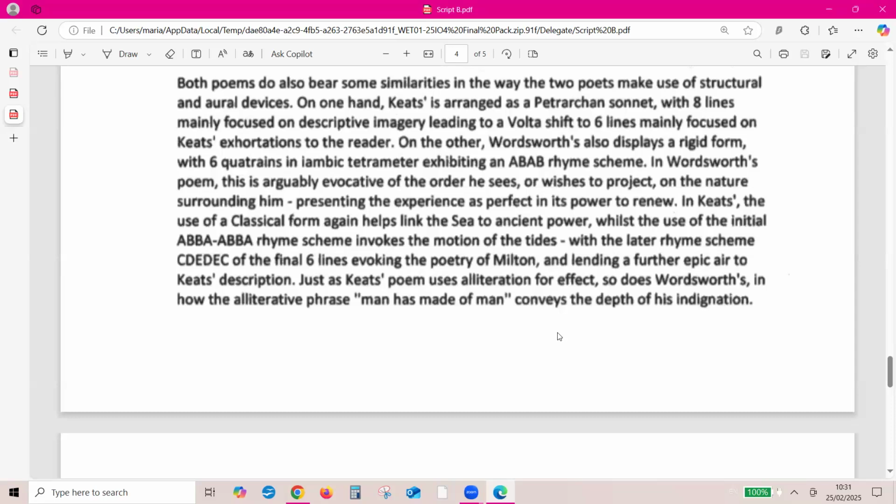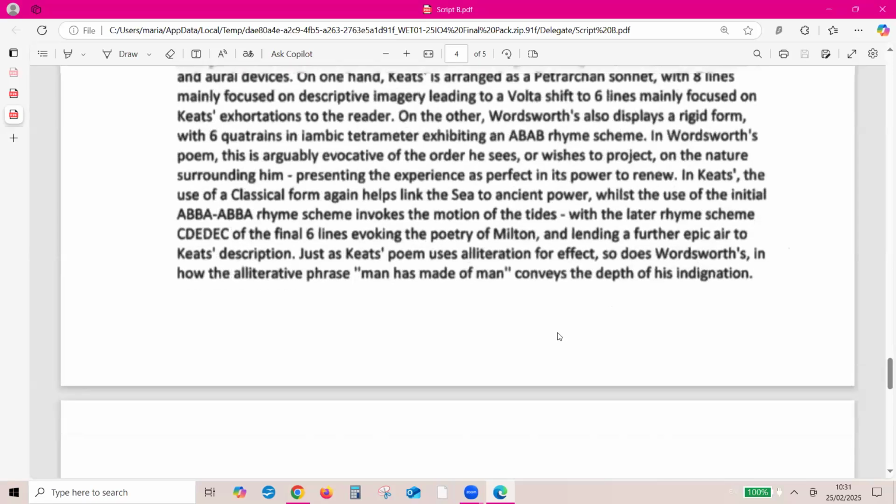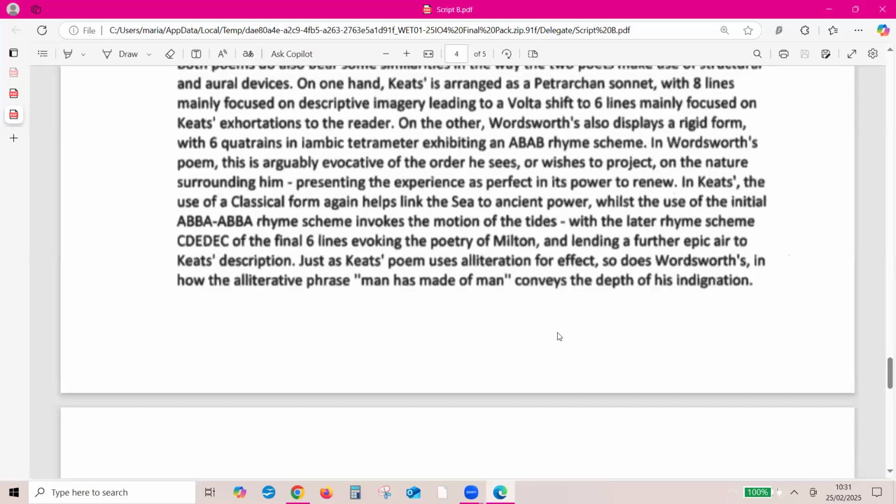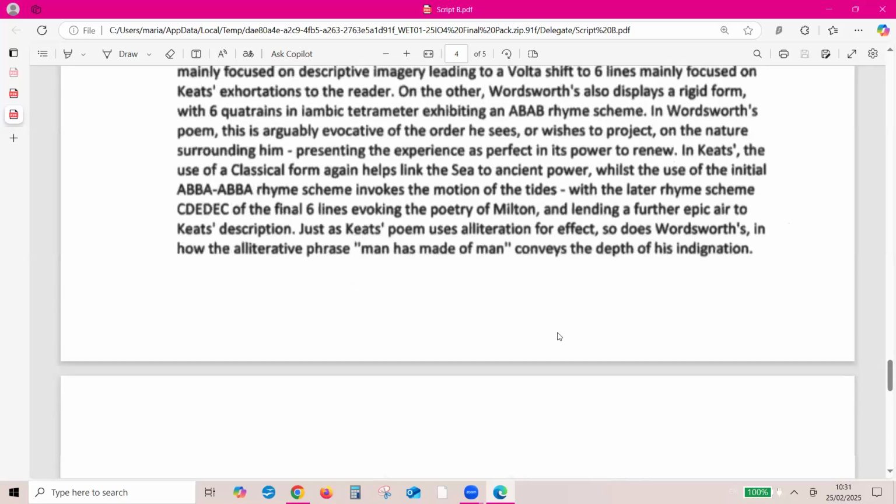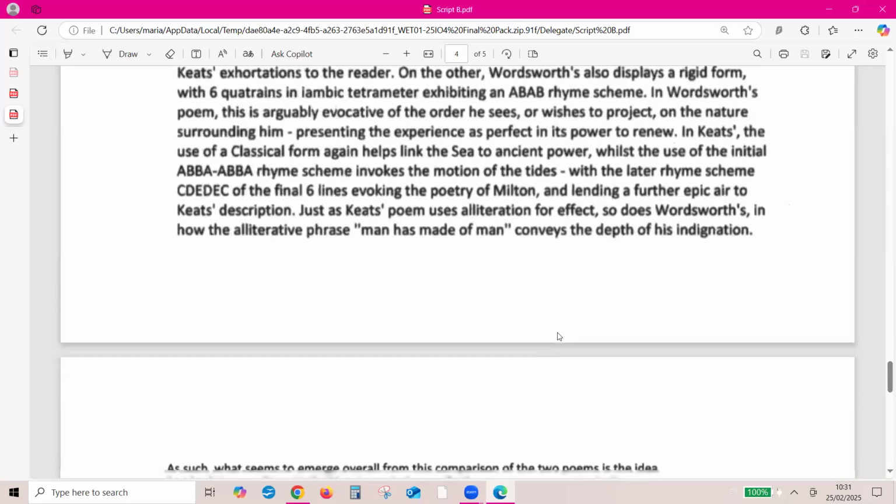In Keats, the use of a classical form again links the sea to an ancient power, while using the initial ABA rhyme scheme invokes motion of the tide, and the later rhyme scheme CEDCC of the final lines evoking poetry of Milton and leading a further epic air.